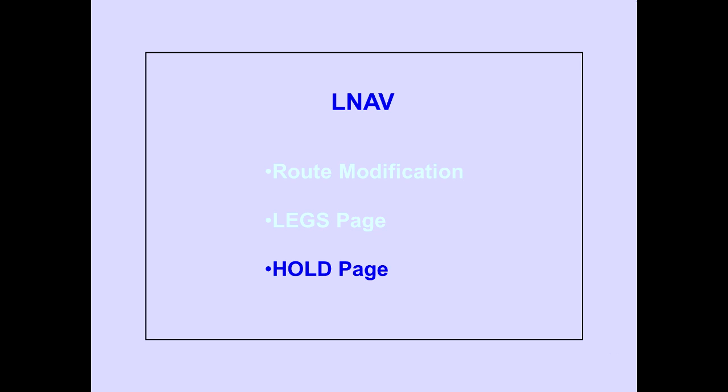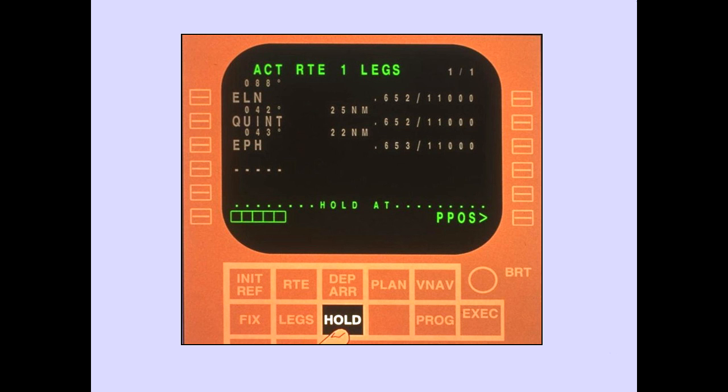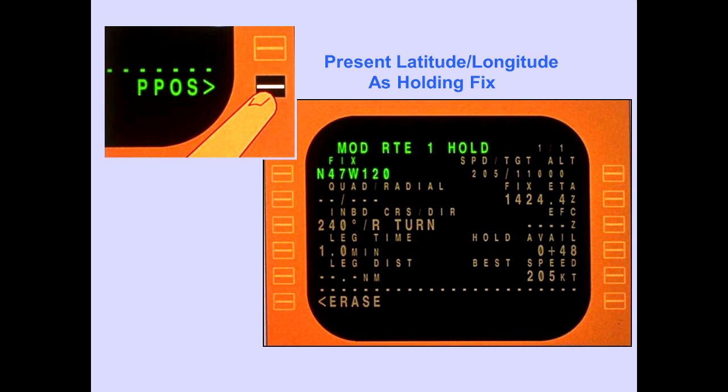Let's now discuss the hold page. Pushing the hold key without a hold at waypoint in the active route displays hold at on the legs page. Pushing the present position line select key displays the route hold page with the present latitude longitude as the holding fix.